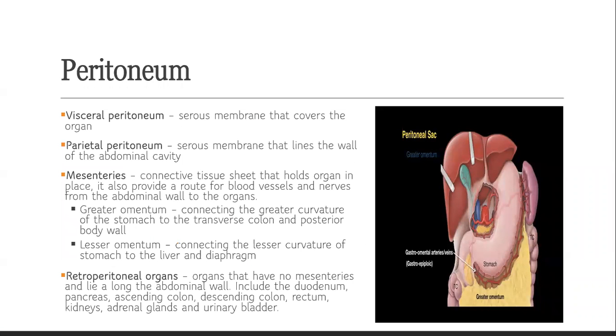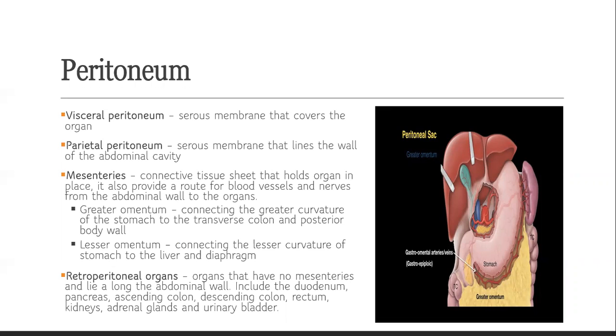So let's start with our peritoneum. There are two types of peritoneum: the visceral and the parietal. The visceral is a serous membrane that covers the organ, while the parietal is the outermost layer, the serous membrane that lines the wall of the abdominal cavity. Then we also have mesenteries. It is a connective tissue sheet that holds organs in place and also provides a route for blood vessels and nerves from the abdominal wall to the organ.